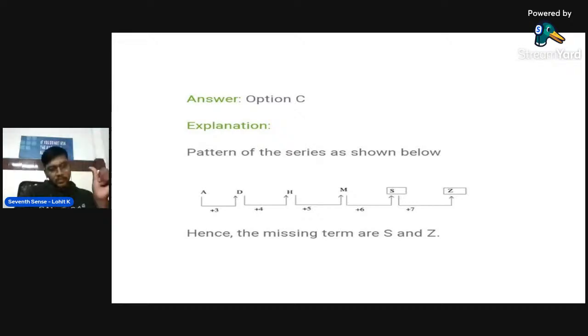Plus 3, plus 4 and plus 5, right? Then plus 6 here. That is 13 plus 6, how much? 19. 19 is nothing but S, right? So like that, S plus 7 is how much? 19 plus 7 is how much? 26. 26 represents Z. So the answer will be S and Z. Correct. 3, 4, 5, 6, 7. Good. So the students who have given the answer as S and Z, that is correct.